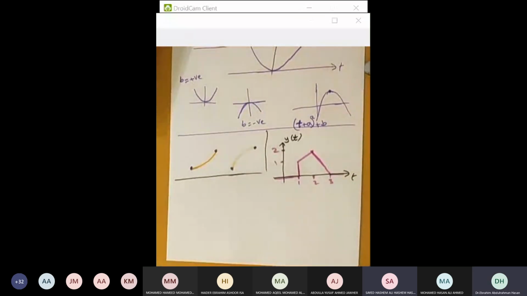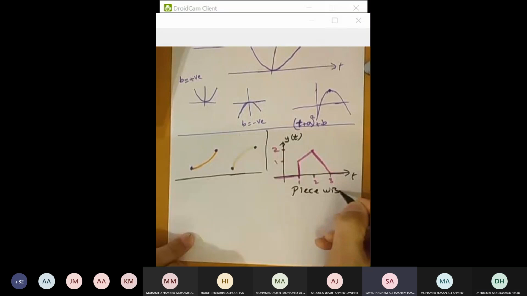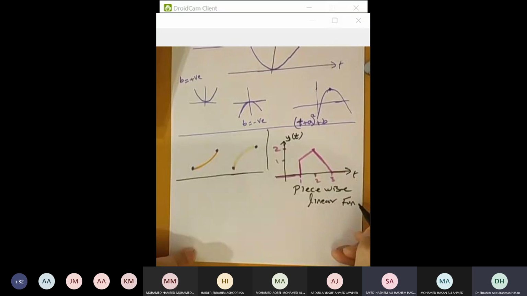Okay, what is this one? شنو هذه؟ Piecewise function. اوكي، هذه ما نقدر نقول ان هي يعني linear function لأن it is not only one line، هي مجموعة. So we have many lines here together. So then this is, we call it, piecewise linear function.